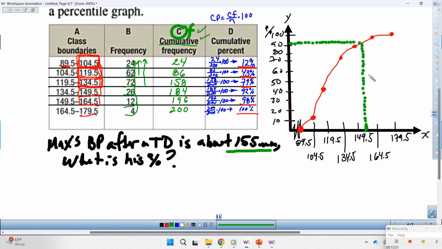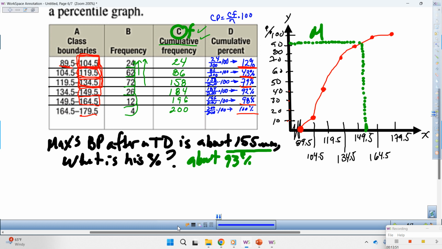I can't hear with the AC. So Max's pressure was 155. His percent now is what? These are percent. You said 90? 93? Okay. About 93%. Hands if you agree with that? Yep. So that is Max. Okay.